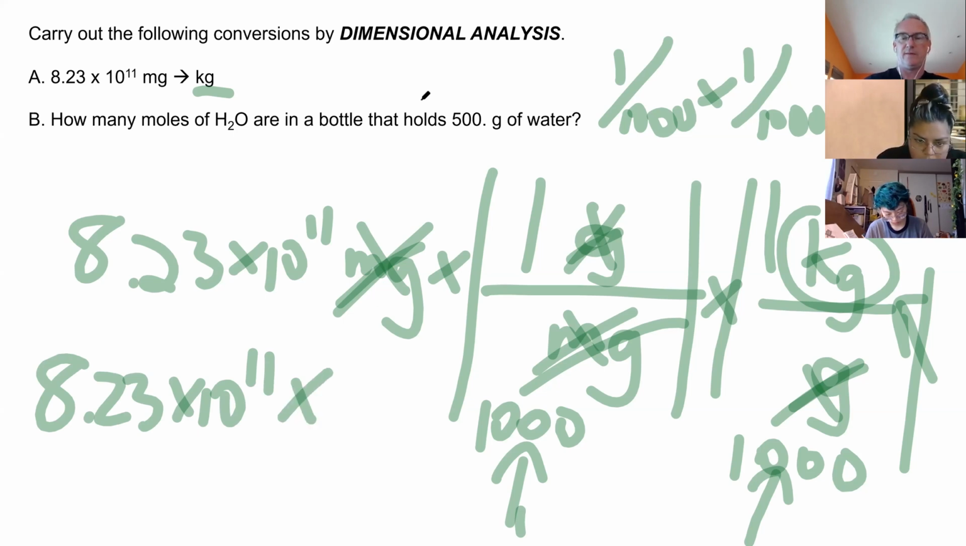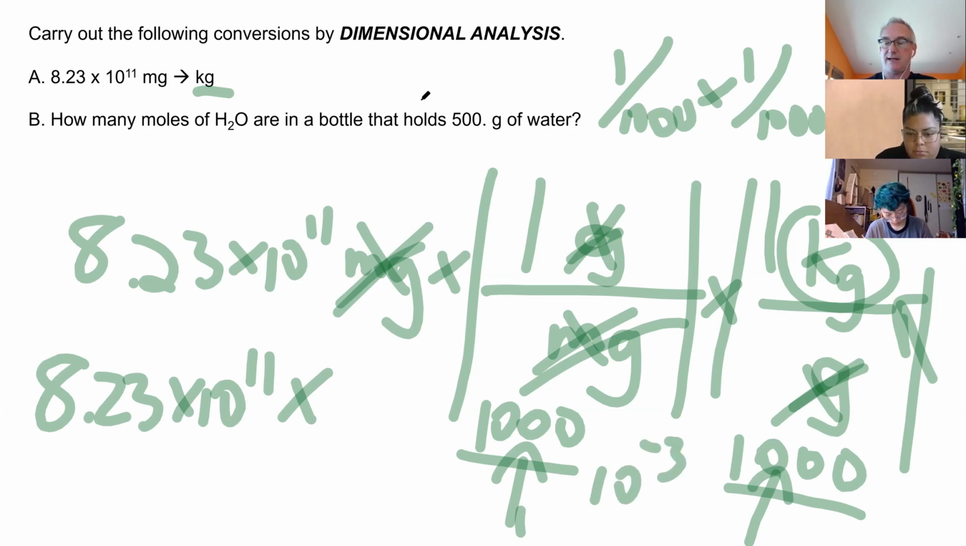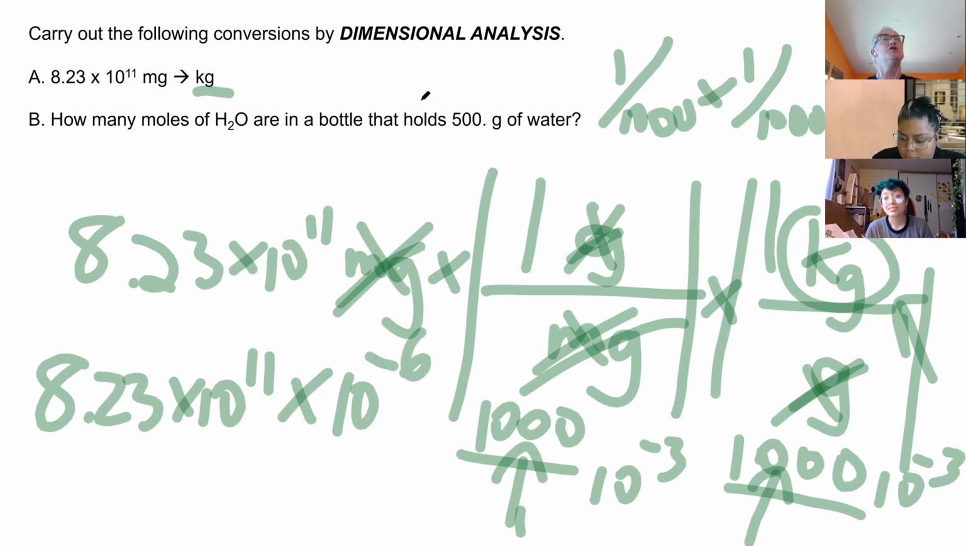Okay. Right. So what I've got is 8.23 times 10 to the 11 over there times what? What have I? 10 to the negative 6. Right. So I've got 10 to the minus 3 here, and I multiply it by 10 to the minus 3 here. That's 10 to the minus 6. So what's my final answer? 8.23 times 10 to the 5th.